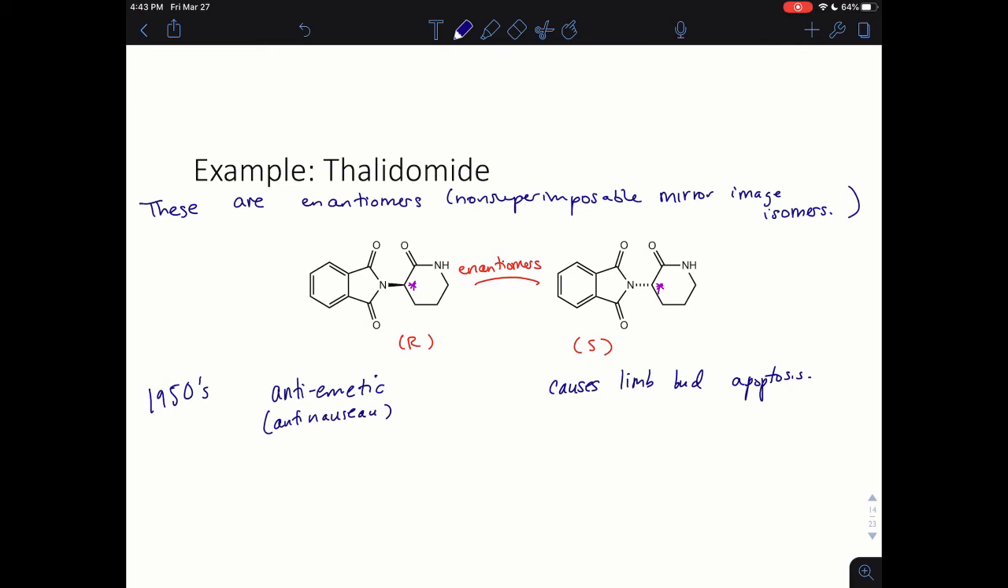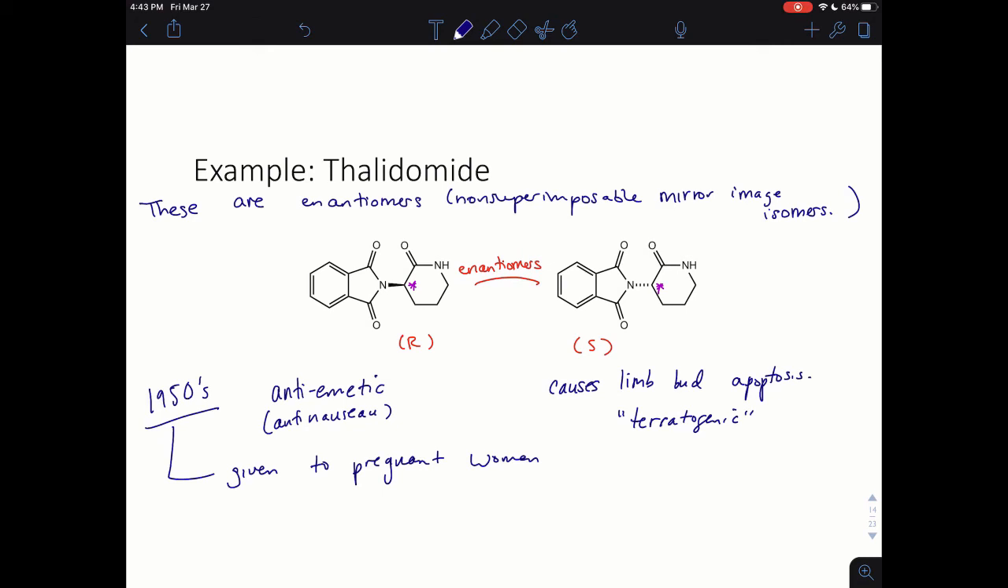Actually, in the US, the FDA had not approved it, and so it was not taken in the US. But in Europe in the 1950s, this was given to pregnant women because one enantiomer relieved nausea. The other, unfortunately, was teratogenic, and it caused birth defects in the developing children.